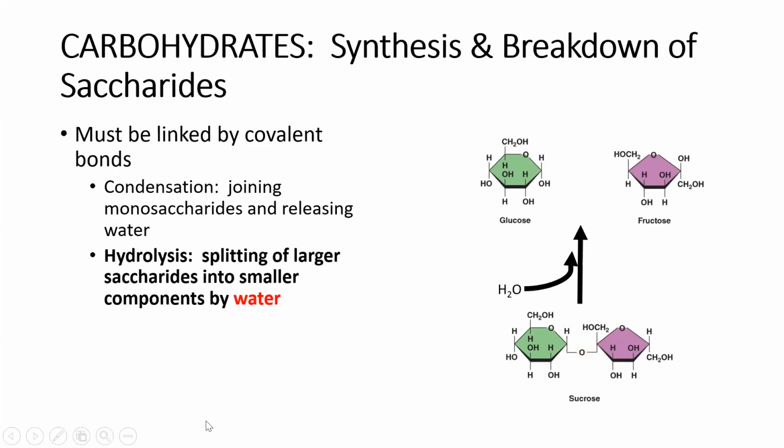If we want to split or hydrolyze this more complex saccharide, we simply insert water and we break that covalent bond, and then we end up with glucose and fructose on the other end after having inserted water. So this is the difference between a condensation reaction that joins 2 monosaccharides together and releases water, and a hydrolysis reaction that splits these saccharides into smaller monomers and actually consumes water.